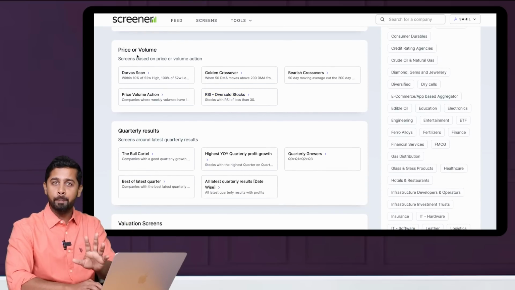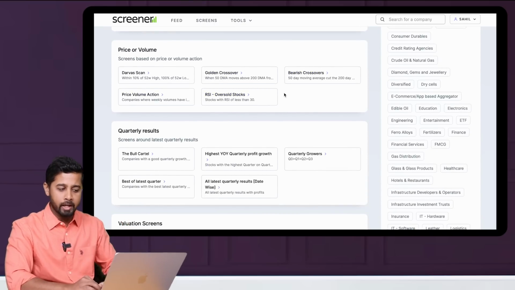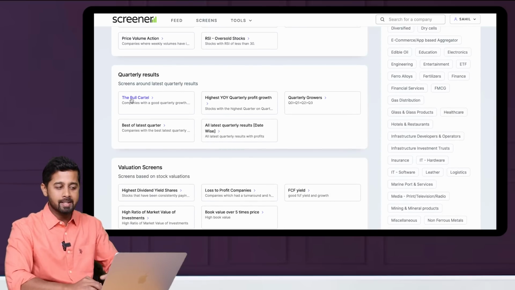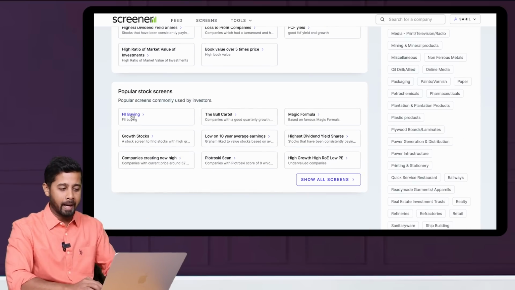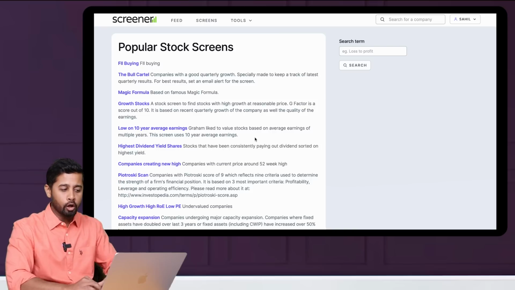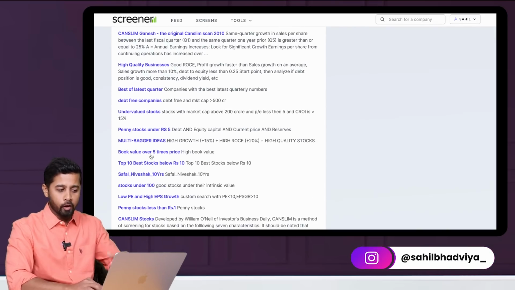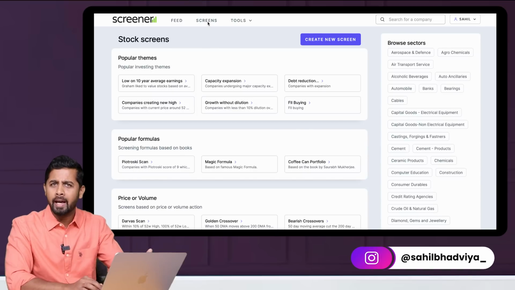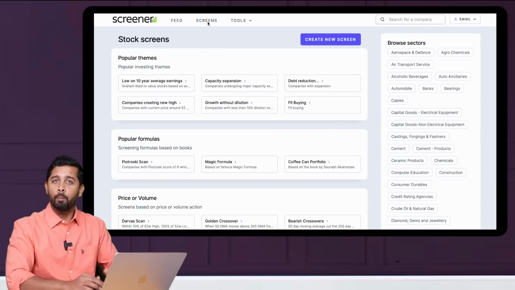Then you can also look at price volume action, which is one that we have seen: golden crossover, bearish crossover. Bull Cartel again is a very interesting one to track good quarterly numbers. Then we have looked at FI buyings. Of course, there are a lot of screens that you can see. It's a long list. You can't go through all of them, but this is a good way to look at some popular screens, and that can actually help you filter out potential stocks.